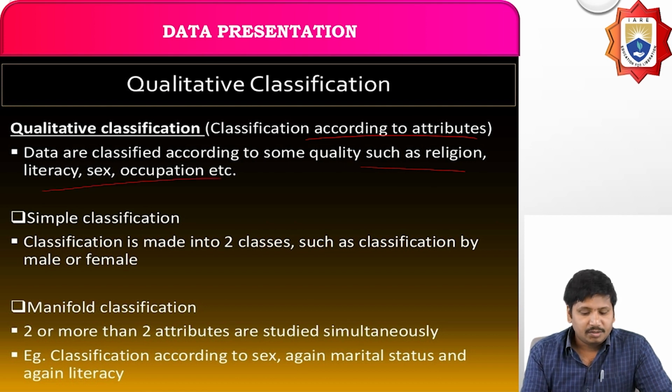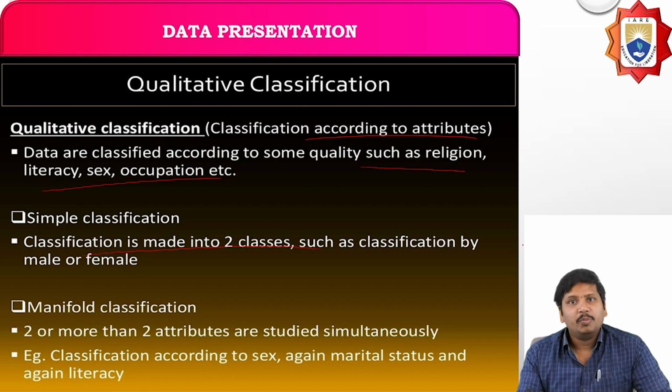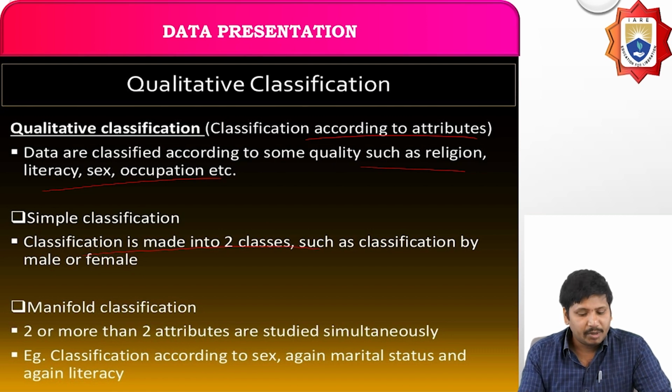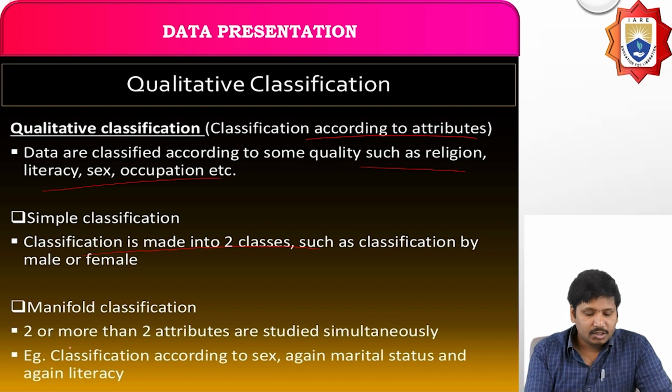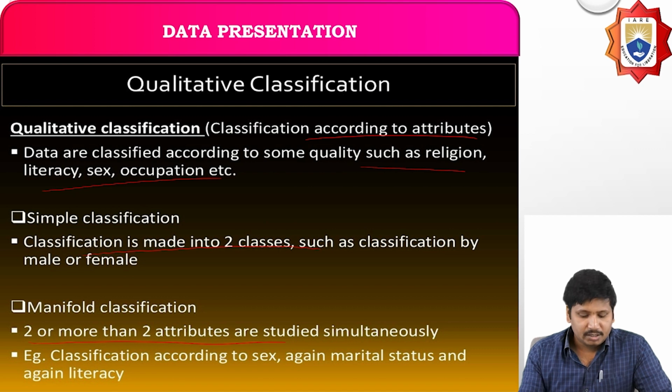Simple classification means the classification is going to be made into classes such as classification by male and female. Manifold classification means if the classification is going to be done by more than two attributes, then they should be studied simultaneously. An example is the classification according to sex, again the marital status, and again literacy. So these and all will come under this qualitative classification.